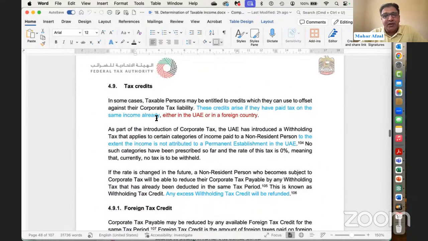Tax credits, I have already discussed. You can take the foreign tax credit after the withholding tax, but these tax credits you cannot carry forward or carry back. They need to be adjusted in the same tax period, otherwise they will lapse.